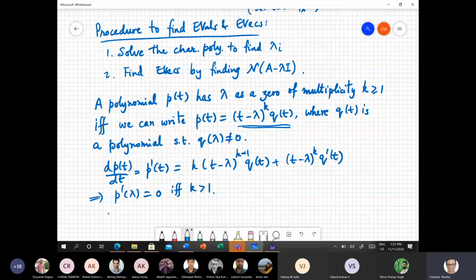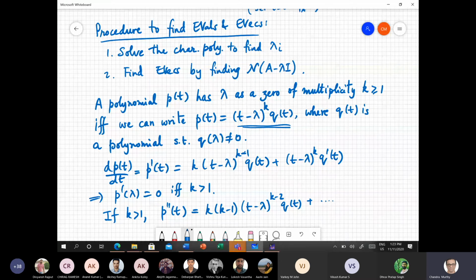so if k greater than 1, p double dash of t, the second derivative, will be k times k minus 1 times t minus lambda power k minus 2 q of t, plus some other terms, which will all have something like t minus lambda power m for m greater than or equal to k minus 1. Okay, these type of terms.